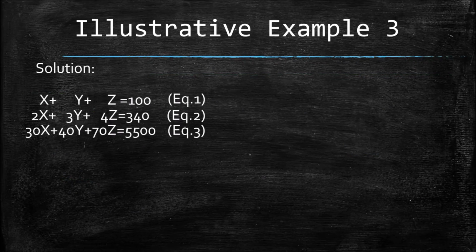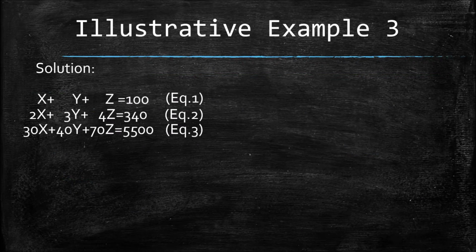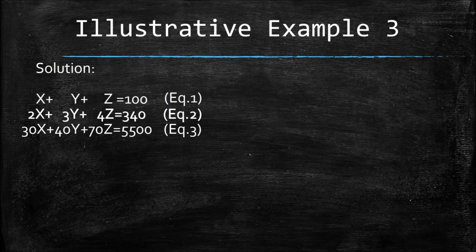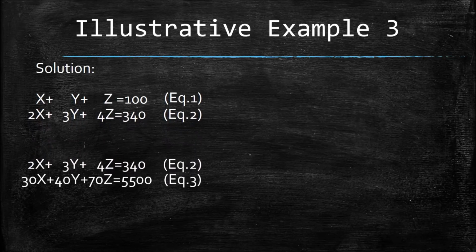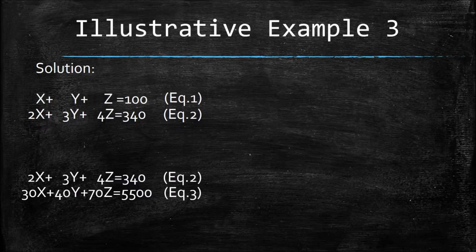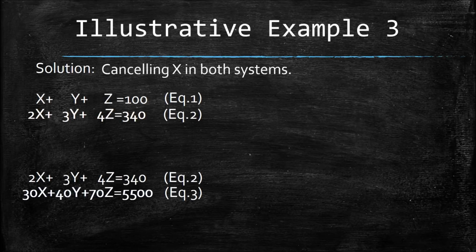Now, solution. To find a solution for a system of linear equations that has 3 variables and 3 equations, we can have it grouped into 2 systems. Let's pair equation 1 with equation 2. The other pair is equation 2 and equation 3. Let's cancel x in both of the systems.